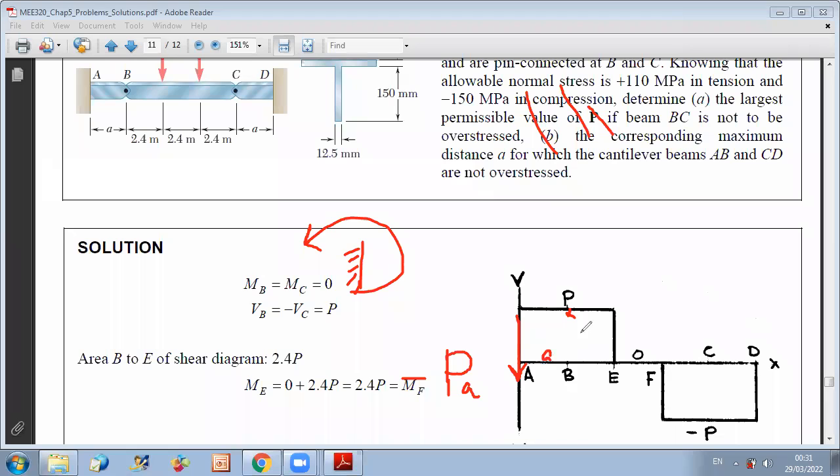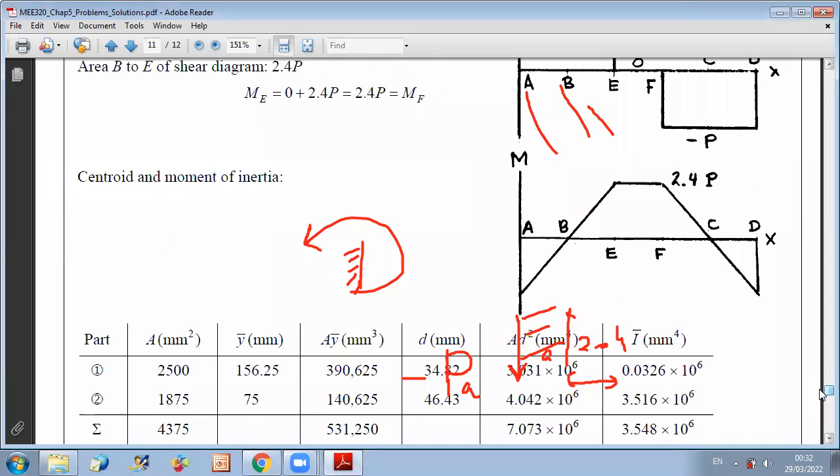So you have until here, as expected, the area is plus P times A. So we'll go to 0 at B, and from B to E, this distance is 2.4. So the increase of moment from B to E is P times 2.4. So you can say that the bending moment at E is equal to 2.4 P.